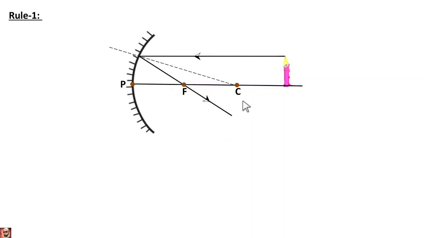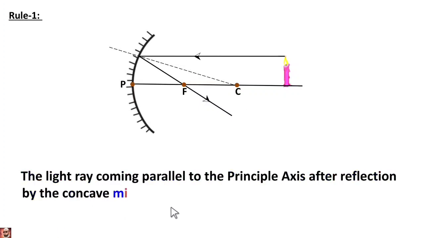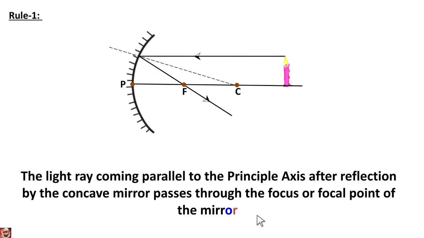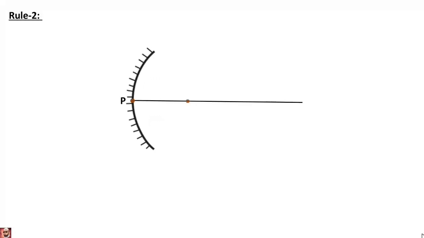So what does rule 1 say? The light ray coming parallel to the principal axis, after reflection by the concave mirror, passes through the focus or focal point of the mirror. This is rule 1. Rule 2. Rule 2 is the converse of rule 1.